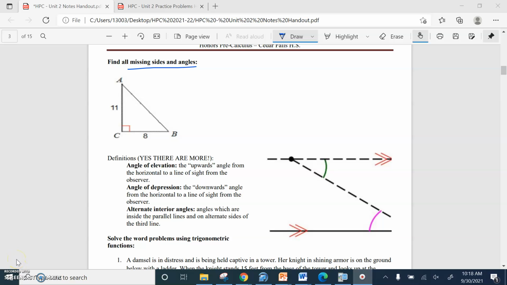All right, this is video 2. We're still in the notes packet, but I'm just going to touch briefly on this screen and then move on. Up here, I wanted to note it says find all missing sides and angles. Another way of saying it might just be solve the triangle. If you see that, it's just asking you to find all 3 side lengths and all 3 angles.